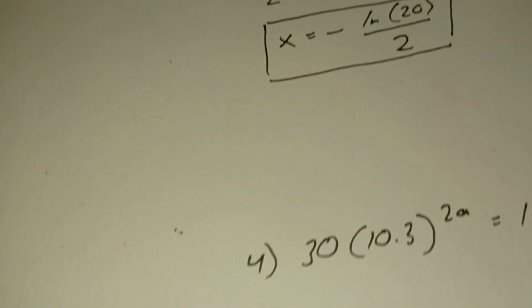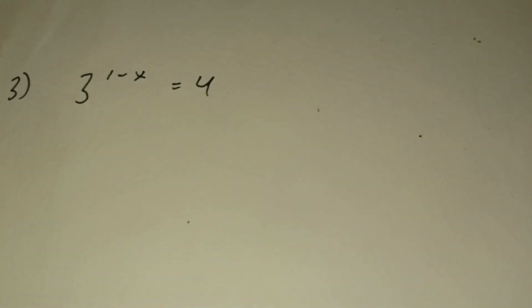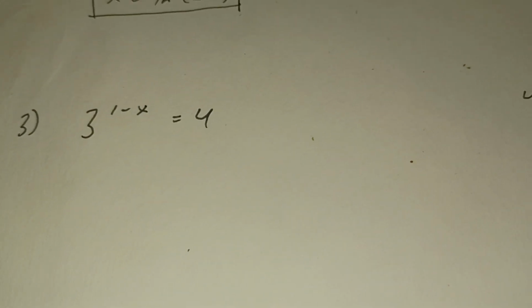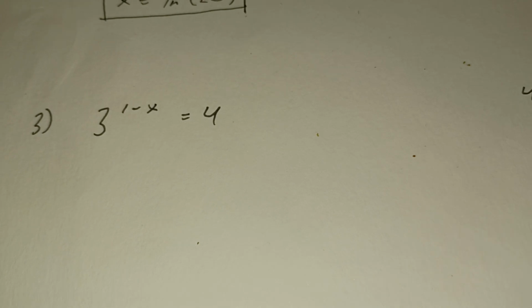So the other one, number 3: 3 to the 1 minus x power equals 4.